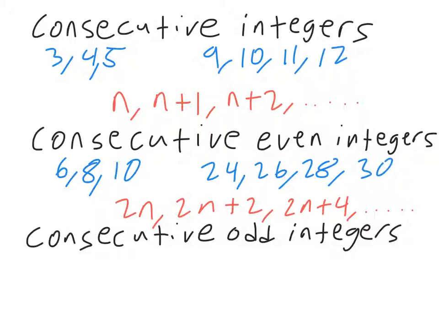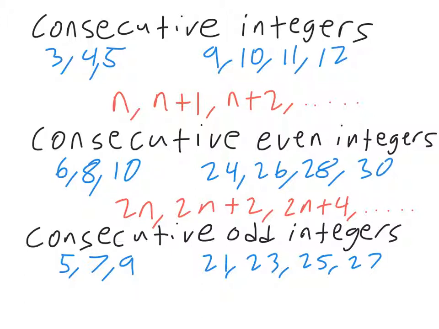Consecutive odd integers are similar to consecutive even integers, but they're the odd ones. So we could have 5, 7, 9. They go in order, but it's every odd number. So 5, then 7, then 9. Or 21, 23, 25, 27. Those are consecutive odd integers.